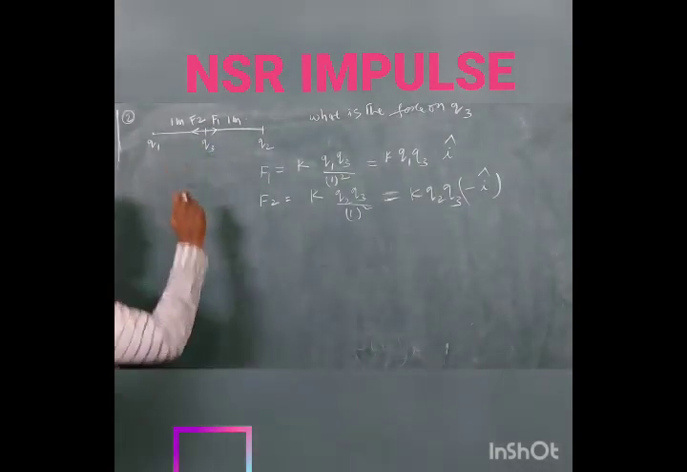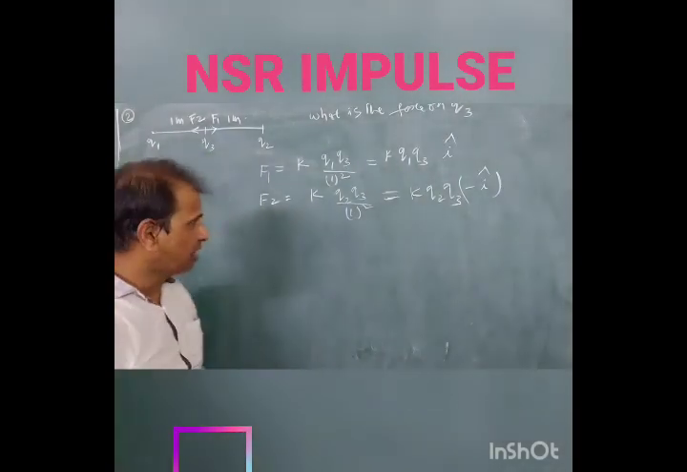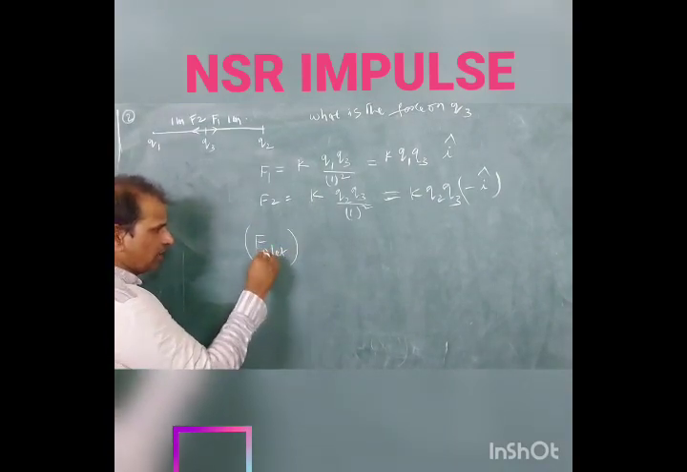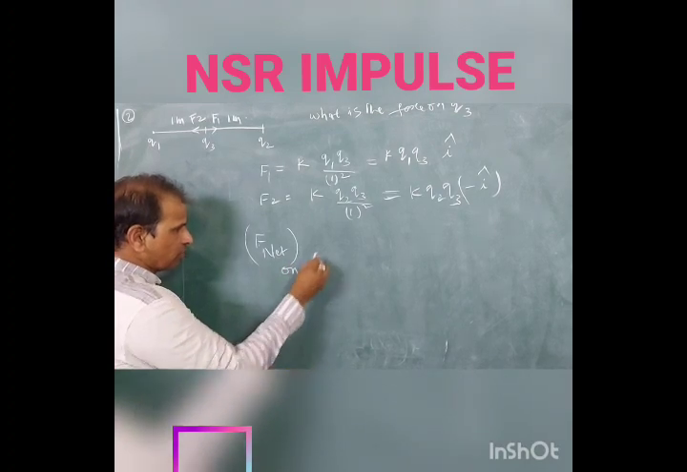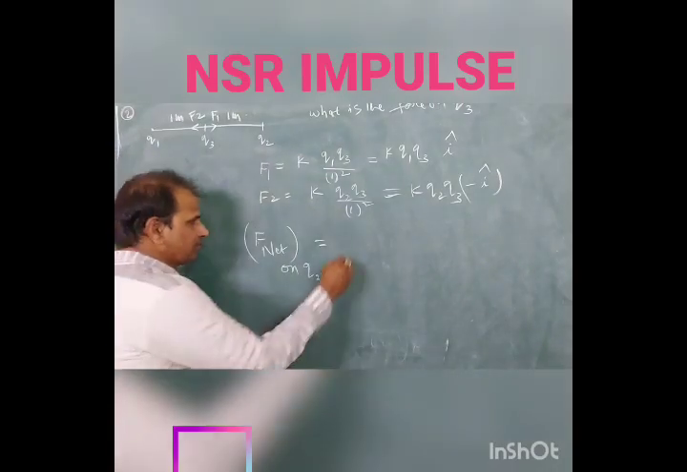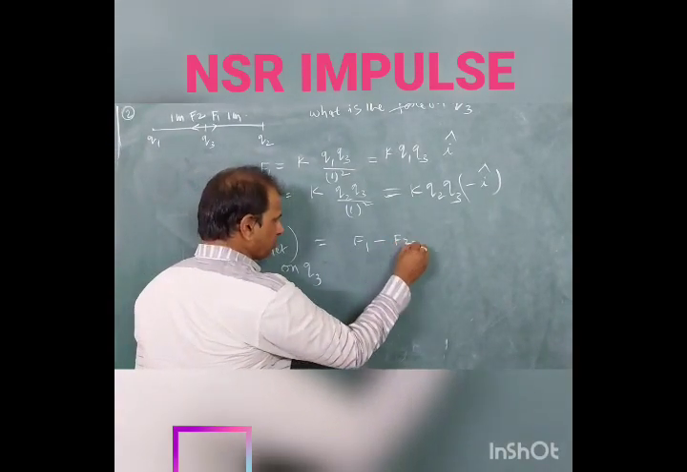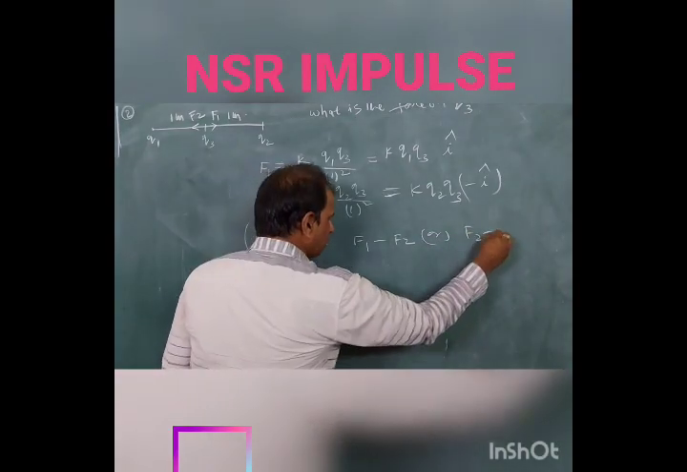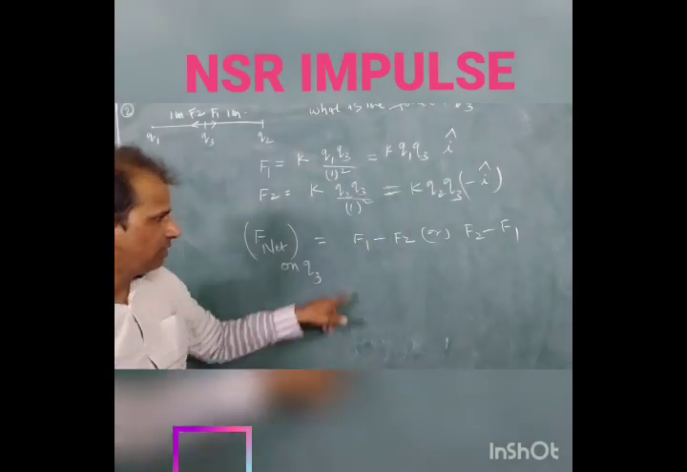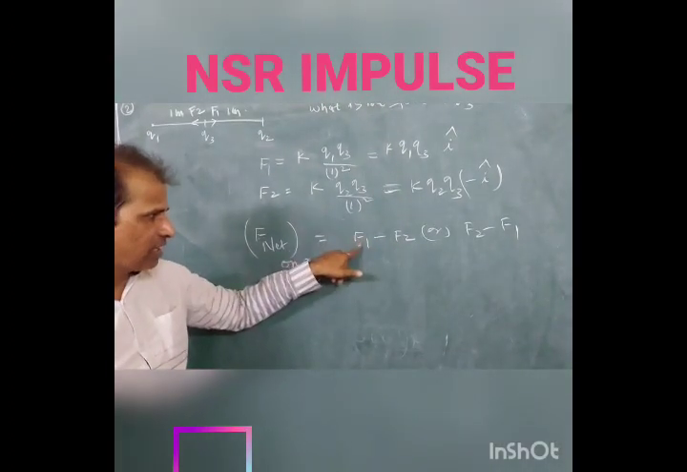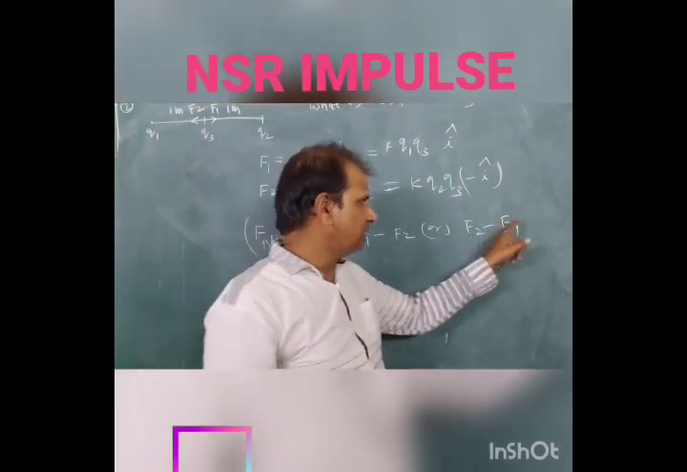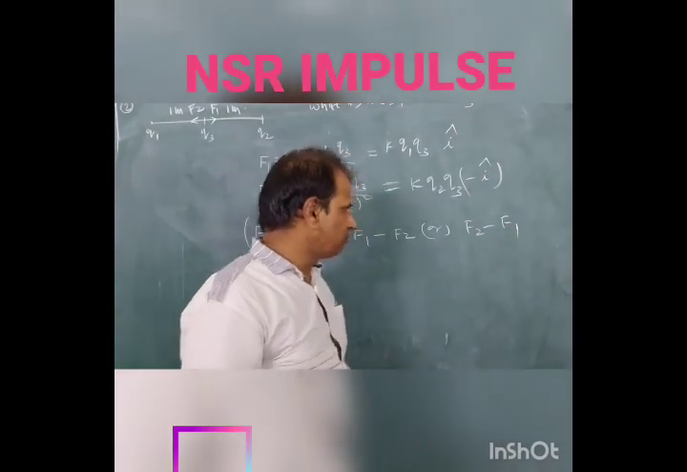So how many forces are acting on Q3? Two forces are acting. So you can take net force on Q3 is equal to F1 minus F2, or F2 minus F1. Why should we write like this? It depends on the value of F1. If F1 is greater than F2, you can write F1 minus F2. If F2 is greater than F1, you can write F2 minus F1.